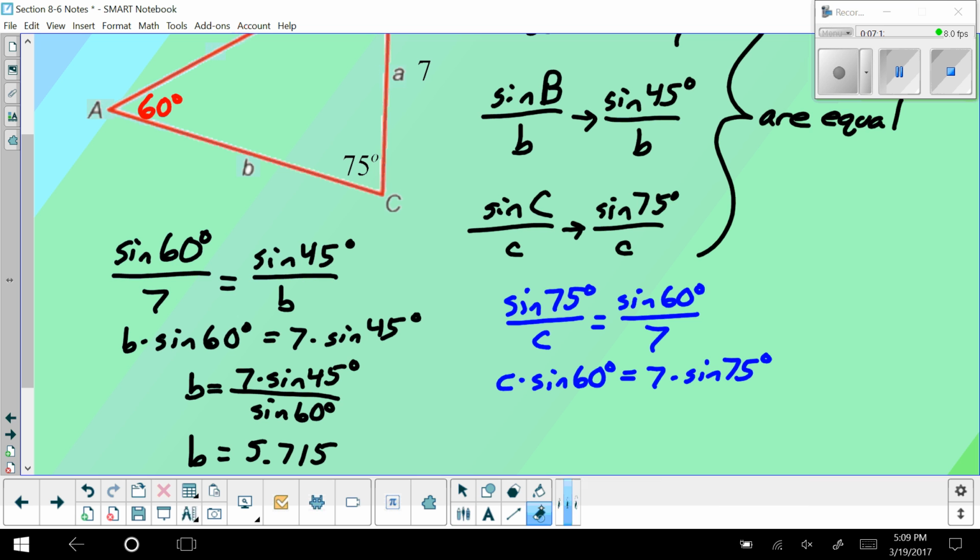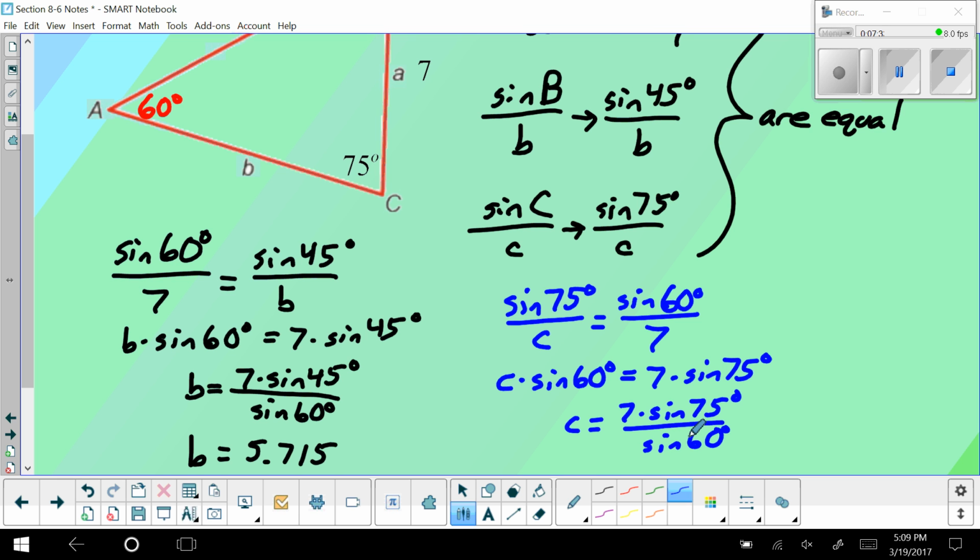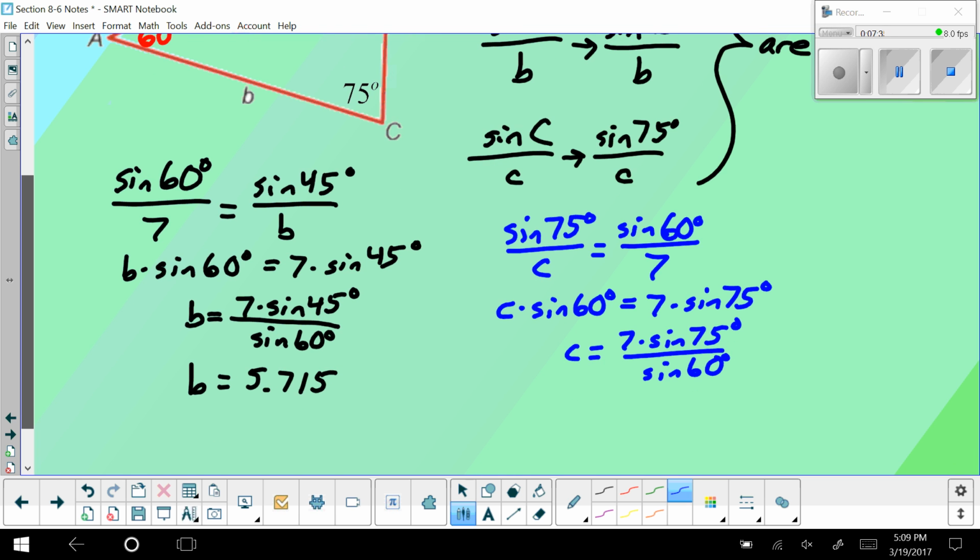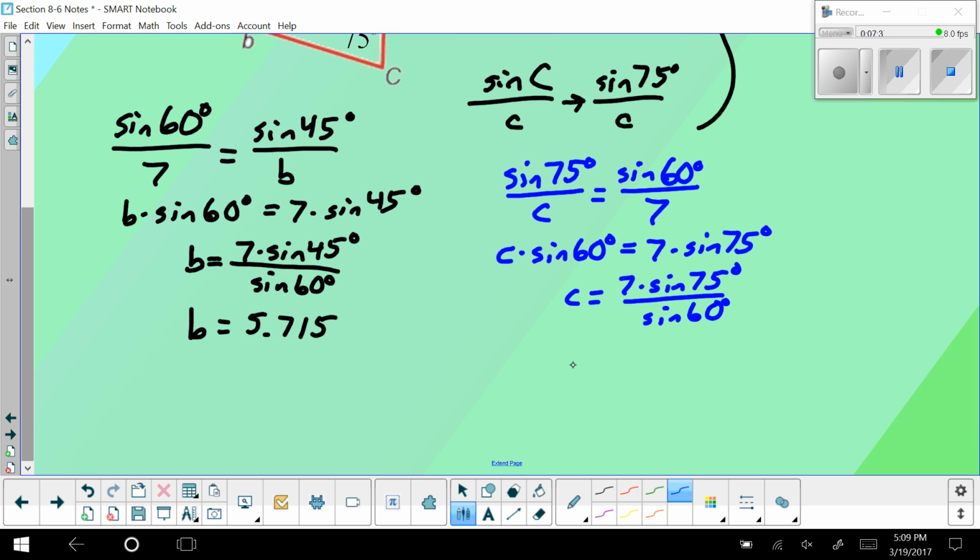Sorry about that, I briefly thought I'd made a mistake, but actually, that's correct, sine of 60 degrees. Divide each side by the sine of 60 degrees, and C is going to be 7 times the sine of 75 degrees divided by the sine of 60 degrees. And when I work that out, I get that C is going to be equal to 7.807. And there is our law of sines.